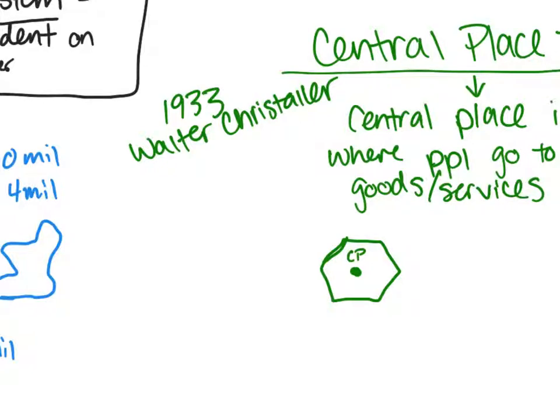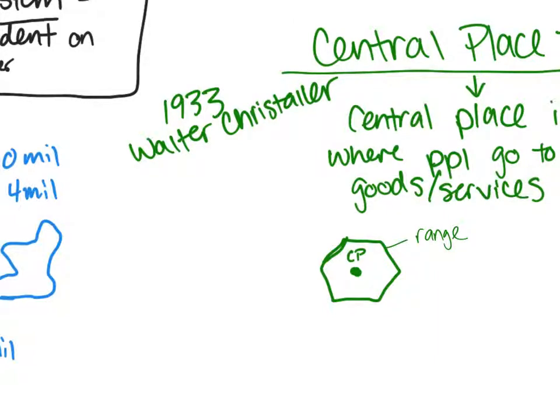Your restaurant, your store, let's go with Target. Target's going to be our example. So Target is in the middle. That is our dot. That is our central place. Okay, so the line that you drew for your hexagon, that's going to be the range. The range is the edge. So that is as far as someone is willing to drive to get to Target.